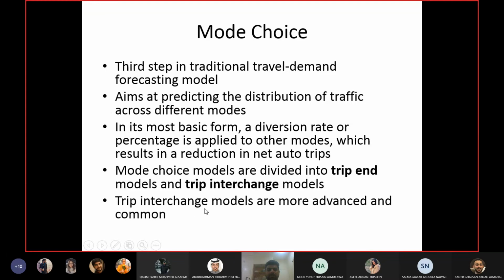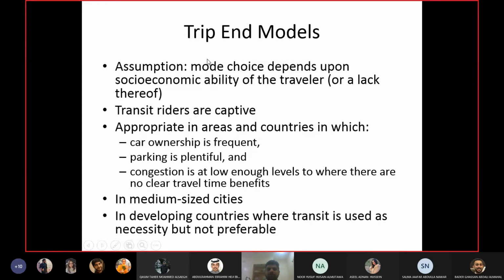In trip end models, we assume that mode choice depends upon the socio-economic ability of the traveler. So a particular type of traveler will go by a specific mode only. There is no flexibility in it. They are saying the transit riders, people who are using public transport, are captive riders. Captive means you don't have any other option. Captive riders are those riders who do not have any other option.